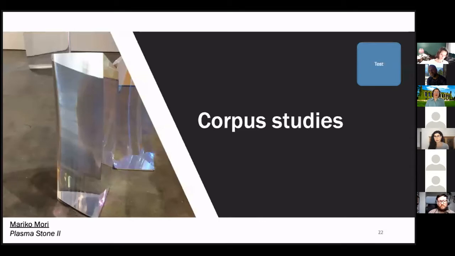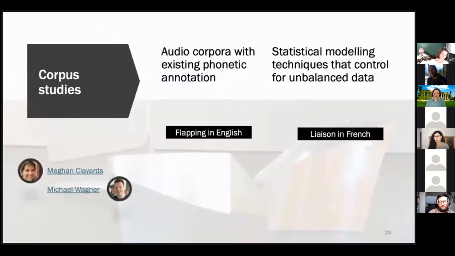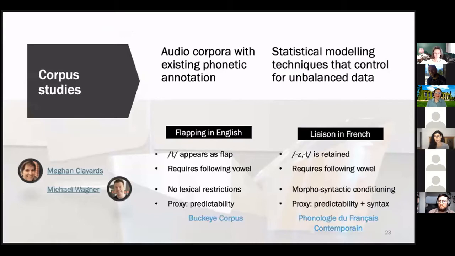All right, so let me tell you a little bit about the corpus studies that I did. So these were studies of audio corpora with existing phonetic annotation. And we used some statistical modeling techniques to control for unbalanced data. These are spontaneous speech data. And one of the papers that we did was flapping in English, which was the one that's reported in Phon, that we've been talking about a lot today.